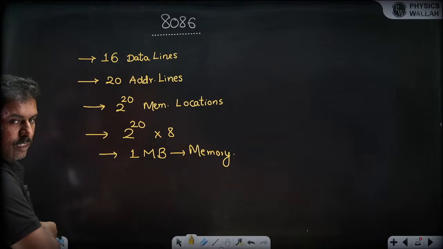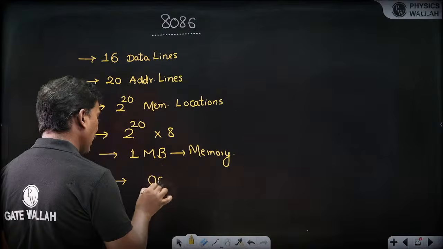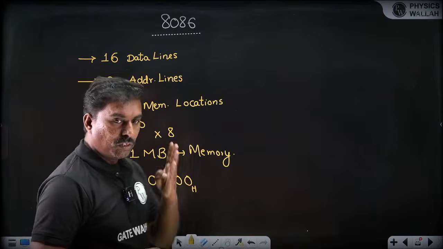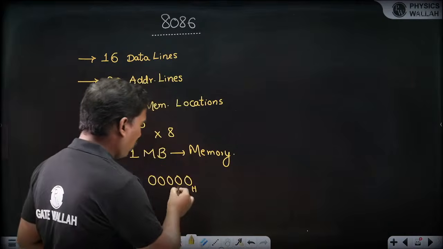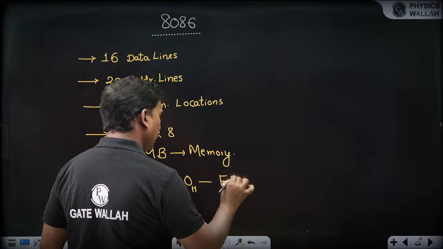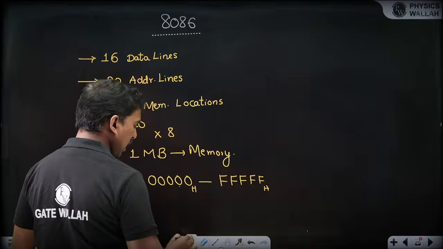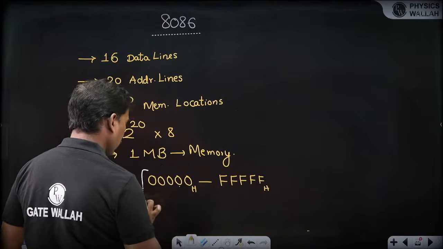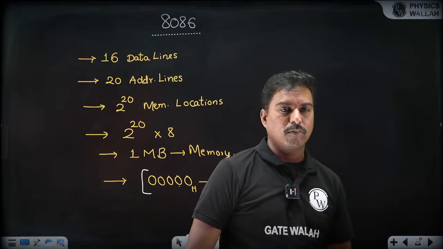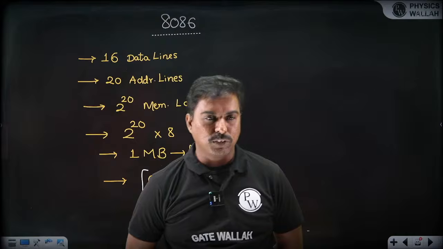If you see the range, it has 20 address lines, so the range will be 5 zeros, because 1 hex digit represents 4 bits, like 5 zeros to 5 F. Please make a note of this.